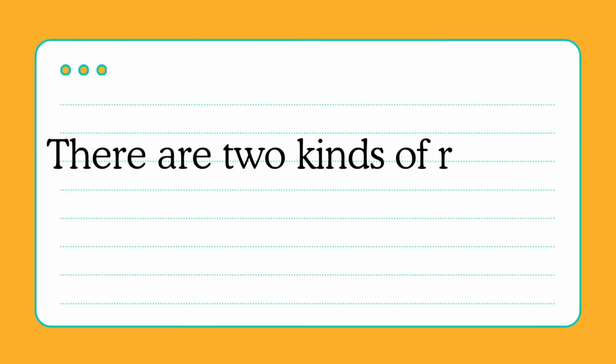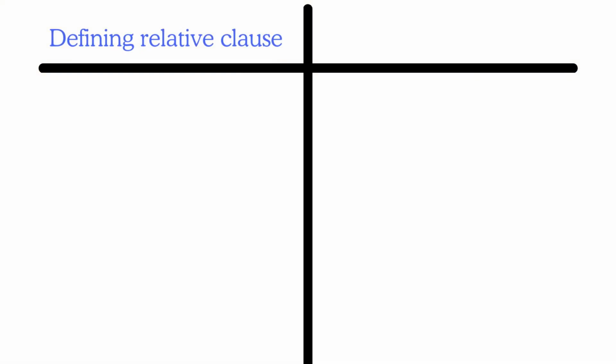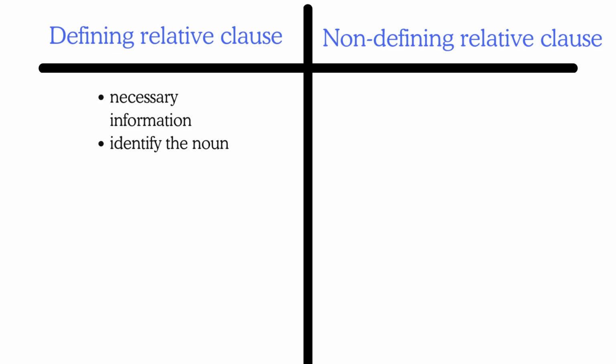There are two kinds of relative clauses: defining relative clause and non-defining relative clause. The defining relative clause gives us necessary information to identify the noun. A non-defining relative clause is extra information that is not necessary to know.